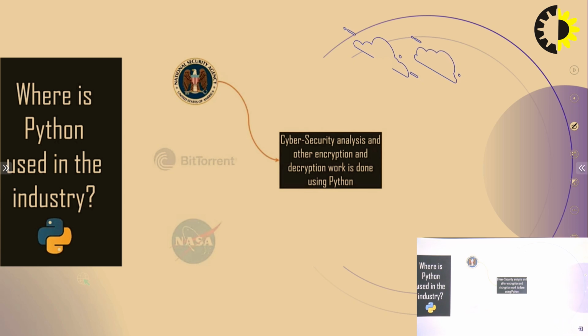Next is the National Security Agency, the NSA. The NSA in the United States of America is also using Python programming for cyber security analysis and other encryption and decryption work. As the most secure agency around the world, the United States' National Security Agency does its cyber security analysis and encryption and decryption work using Python only. So it's very popular around the world.